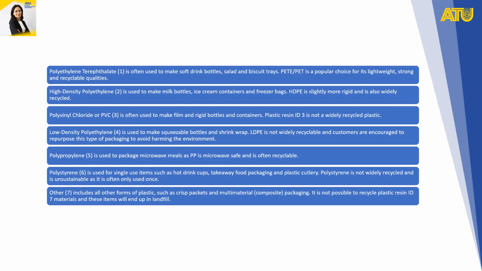Second one, high density polyethylene is used to make milk bottles, ice cream containers, and freezer bags. HDPE is slightly more rigid and is also widely recycled.